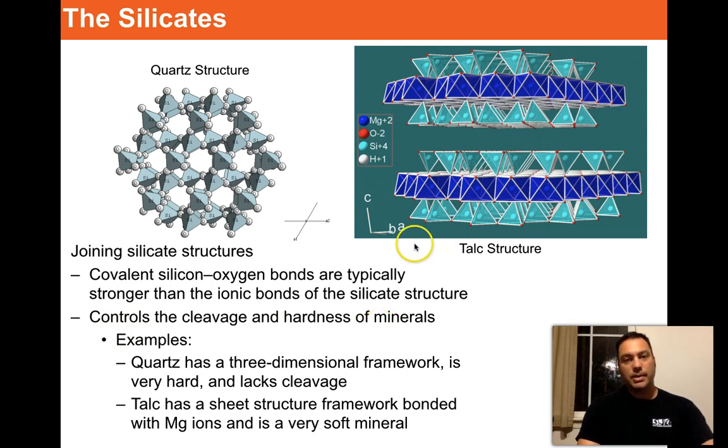We just talked about that with talc and with quartz. Quartz has a three-dimensional framework, is very hard and lacks cleavage. Talc has a sheet structure framework bonded with magnesium ions and is a very soft mineral. So even though talc is this nice white mineral, it actually has magnesium in it, which usually in nature occurs as a darker mineral. So you'll realize pretty rapidly that color is not diagnostic of the chemistry.